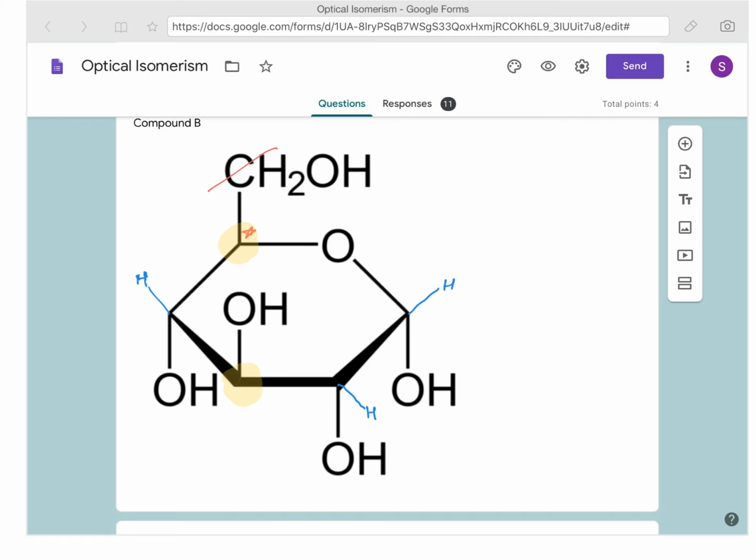Going around clockwise, let's have a look at this one. This one goes to an oxygen, a hydrogen, an alcohol, and that oxygen's not an alcohol, so they're 2 different groups. So an oxygen, a hydrogen, an alcohol, and a carbon. Straight away, that one's chiral because it's got 4 different groups.